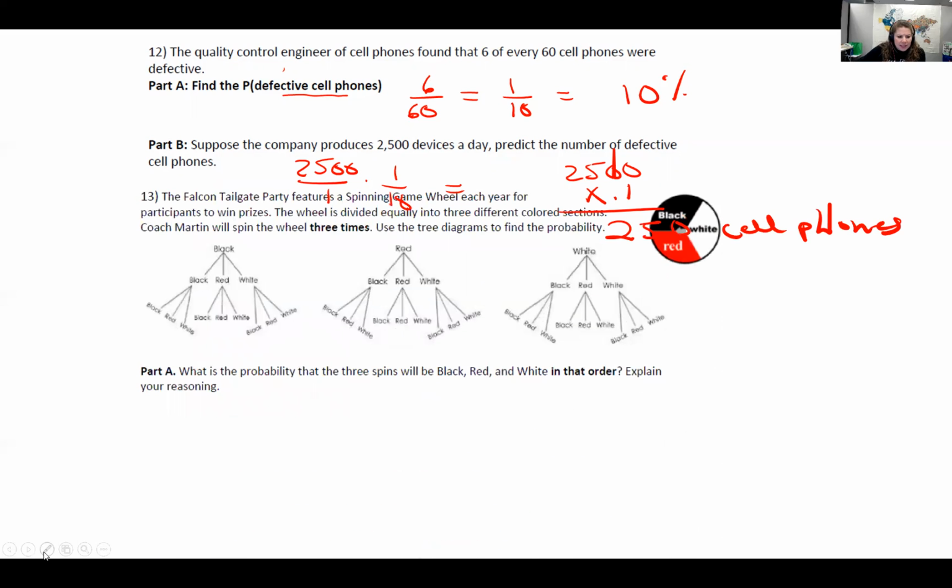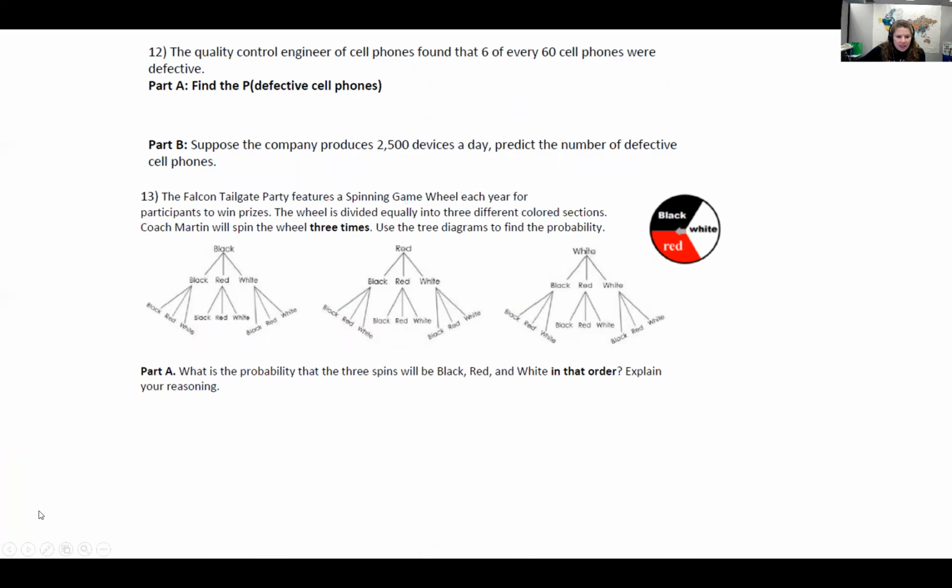All right, number 13, let me erase this mess. So here we have another tree diagram. This represents 3 spins of the spinner. This first line is the first spin. This is what could happen on the second spin. And these show all the results of what happens after 3 spins. What is the probability that the 3 spins will be black, red, and white in that order?